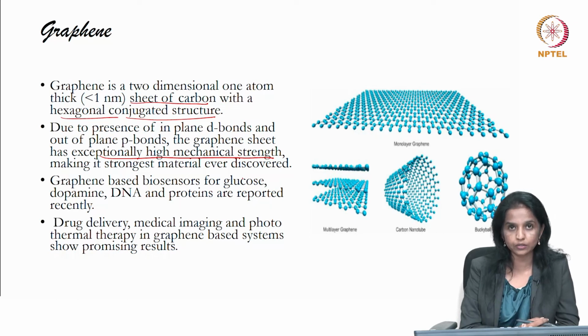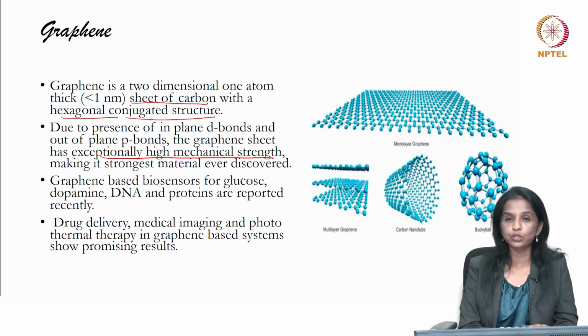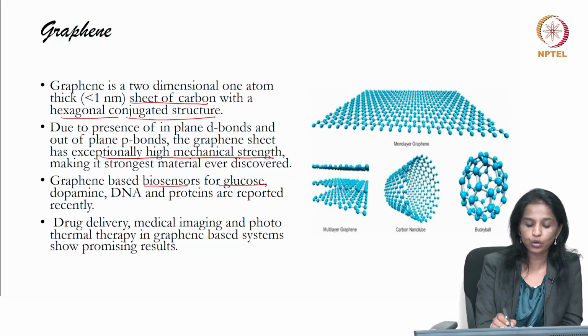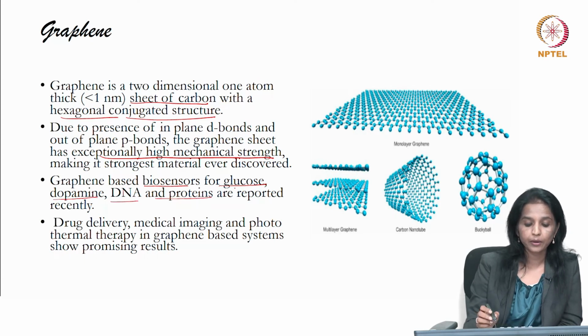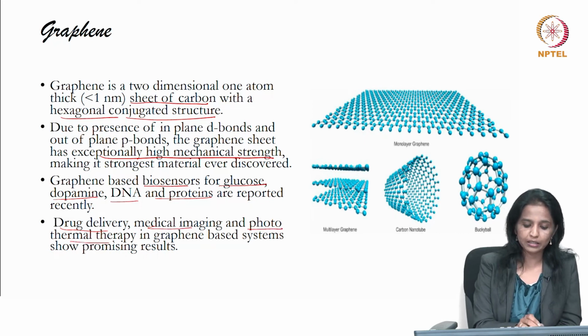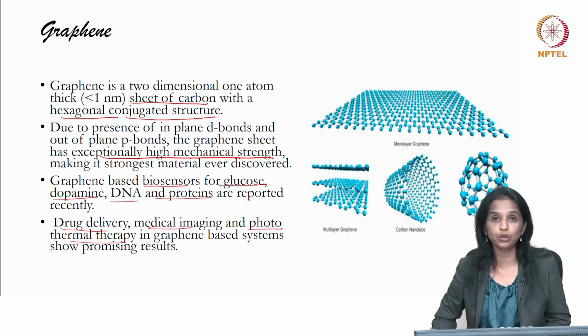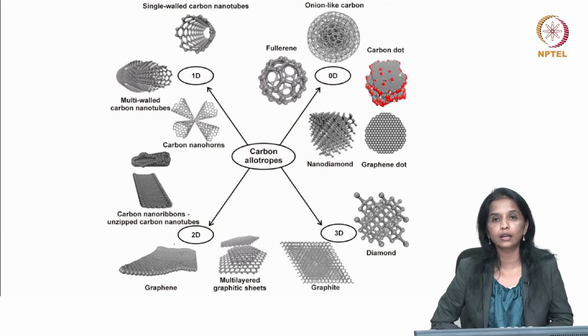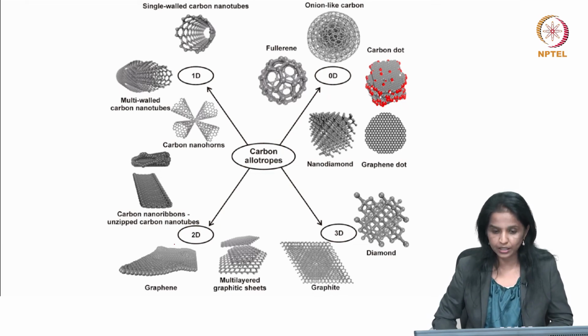Because of these characteristics and because of the inherent properties which thin sheets of carbon can provide, they are used as biosensors for glucose, dopamine, DNA and proteins. And then we also use it as a drug delivery system, in medical imaging, photothermal therapy. Just look at how much of a variety of applications it can offer to us. So, these are again a wide variety of the carbon allotropes which can be used as fillers. The ones which we saw are the carbon nanotubes and the graphenes. In addition to that, we have numerous other carbon allotropes of great interest in biomaterial science.